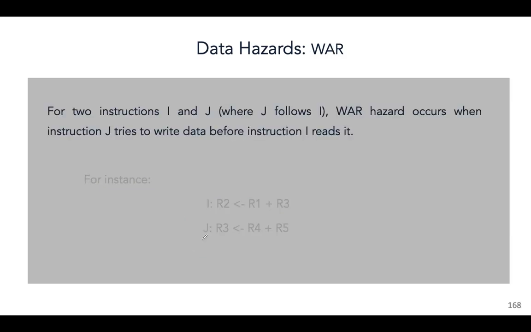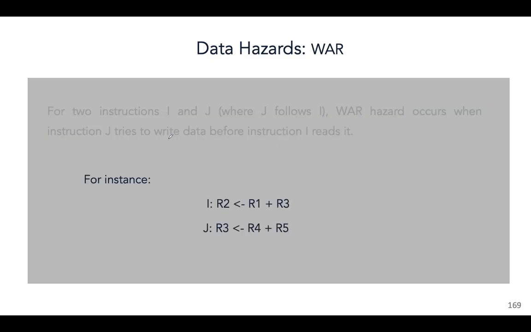Then the second type of data hazard is WAR, write after read. Now again, we have two instructions, I and J. I comes first, J comes second. A WAR hazard occurs when instruction J tries to write the data before I reads it. Again, consider an example. Suppose this is instruction I. R1 plus R3 should be moved to R2, and J says R4 plus R5 should be moved to R3. Now you can see what's happening here, right? A WAR hazard occurs when instruction J tries to write the data before instruction I reads it.